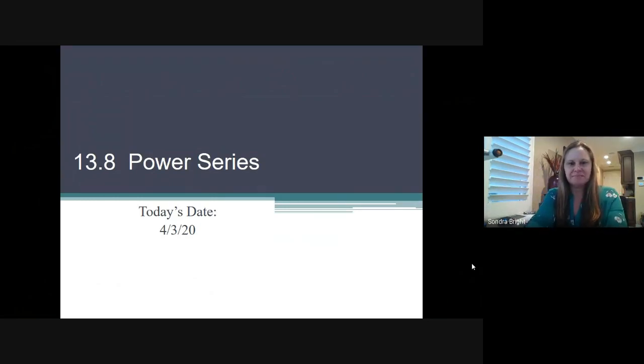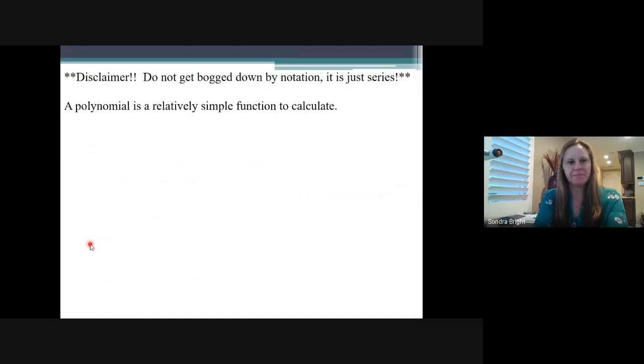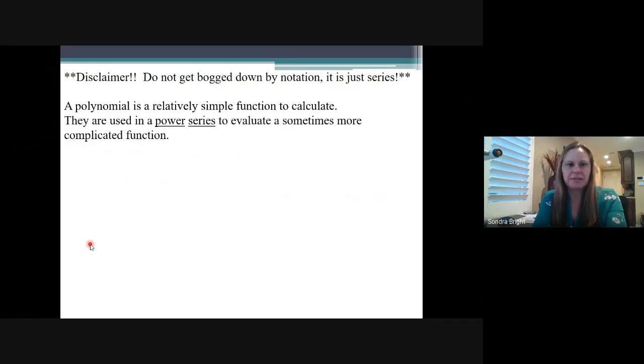Power series. So, disclaimer, don't get bogged down by notation. It's just series. I know it looks scary, but it will be okay. So a polynomial is a relatively simple function to calculate. They are used in a power series to evaluate a sometimes more complicated function.